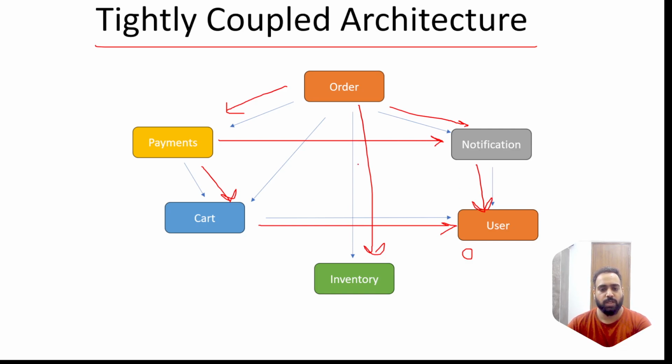So when you have millions of users, this architecture of tightly coupled microservices is a mess, right? You cannot handle the load when this type of tightly coupled architecture is used in the implementation of microservices when the user load is very high.